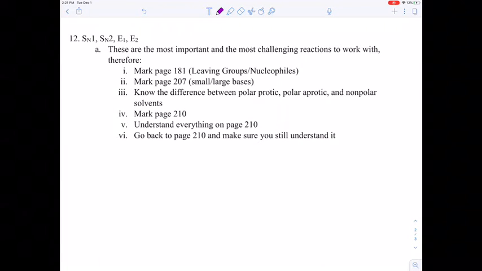Make sure you know why SN1 favors a tertiary carbocation. Make sure you know why SN2 favors primary alkyl halides. Make sure you understand how that table is used because you don't want to be sitting there trying to figure it out on your test. So once you are pretty sure you have it down, go back and make sure you actually do understand it. So spend a good amount of time on making sure you know these reactions because they're tough.